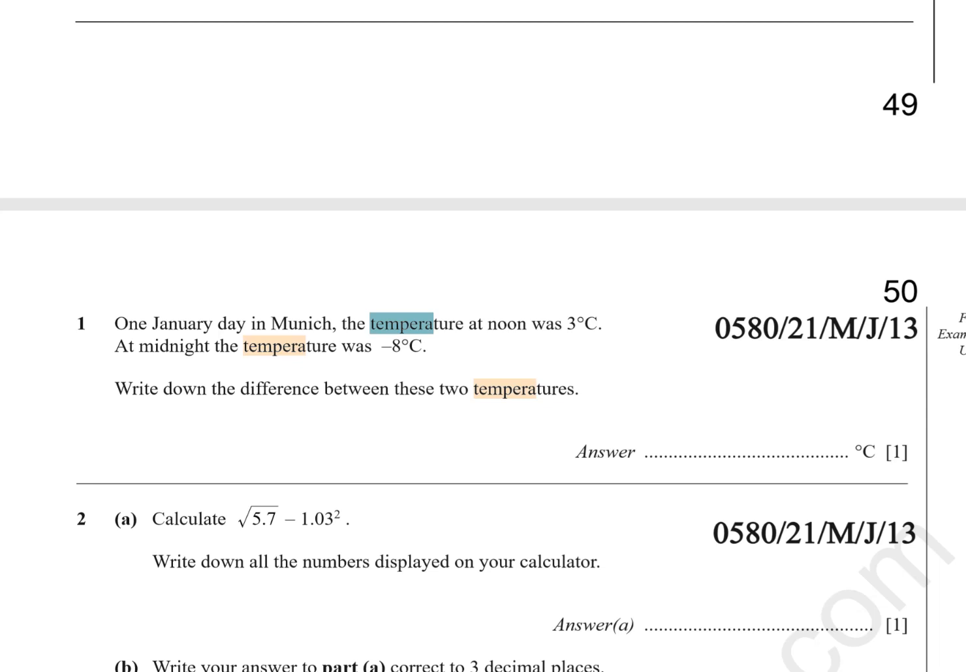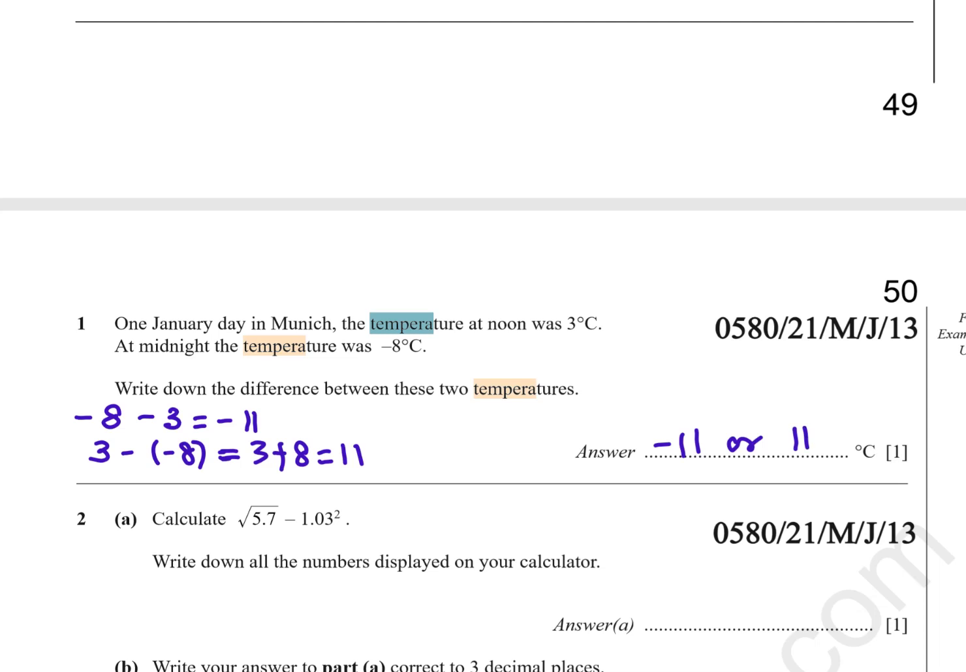Like I told you, difference is open-ended. So in that case, I can either take the lowest temperature and subtract the highest from it, or I can take the highest temperature and subtract the lowest from it. So what I mean is I can do minus 8 minus 3, which gives me minus 11. So that could be one of my answers. Or I could do 3 minus minus 8, which is 3 plus 8, which again is 11. So the answer could either be minus 11 or plus 11.